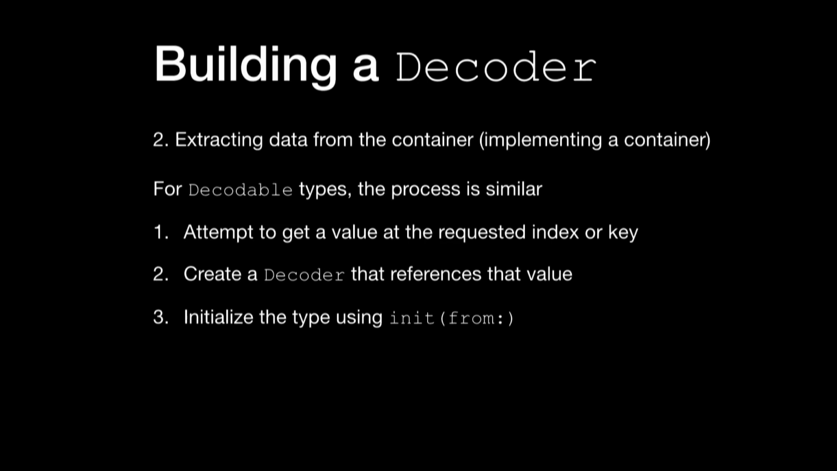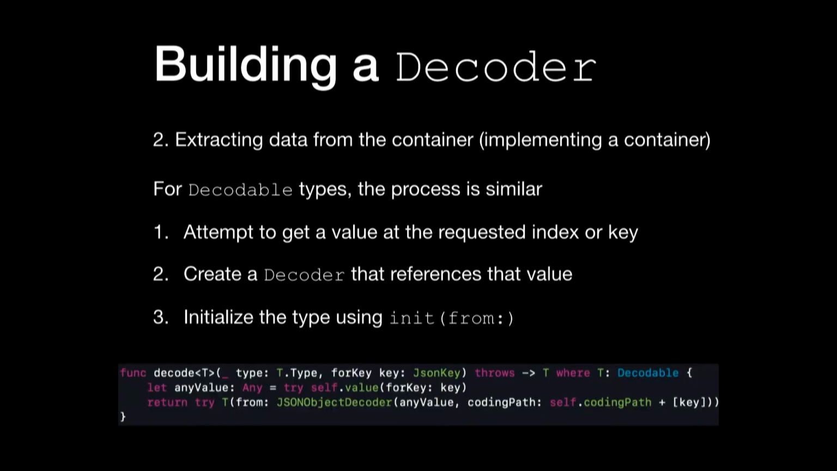And then we're going to take that and pass it to our Decodable type's initializer, init(from:), which they're required to implement. And so the code for that looks like this. Again, we're going to use our self.value(forKey:) method and reuse that there, and then we'll initialize the JSON object decoder.